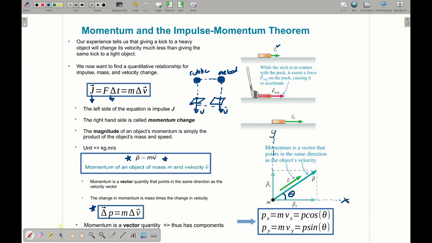The x component will be momentum times cosine theta, and the y component will be momentum times sine theta. If we know the velocity, we can also take the velocity components to find the components of momentum, which will give us the same result. So x momentum is m times vx, or momentum times cosine theta, same thing, and y momentum is m times vy, and so on.